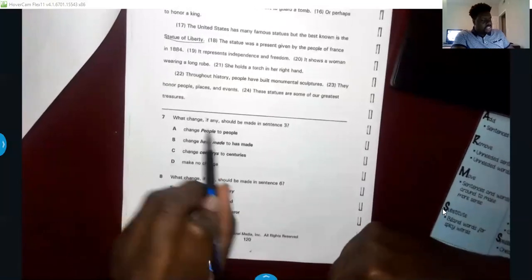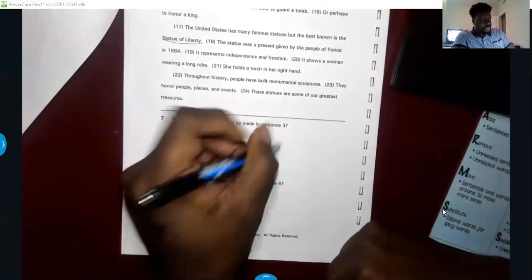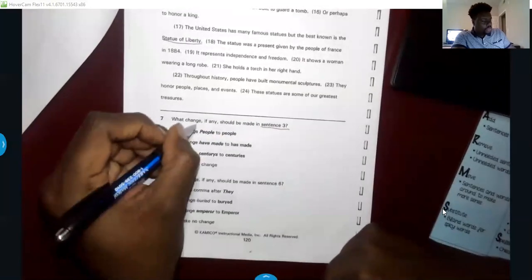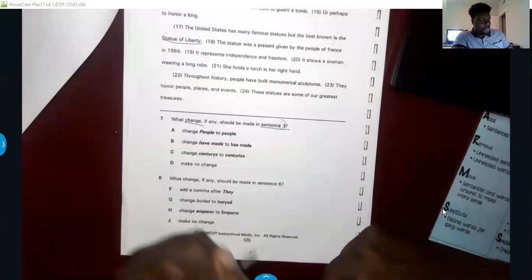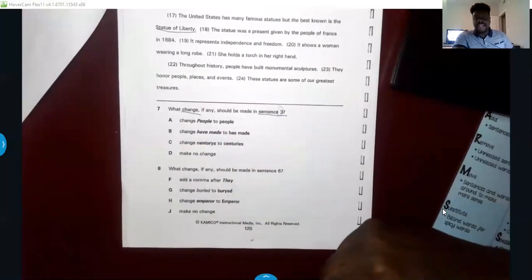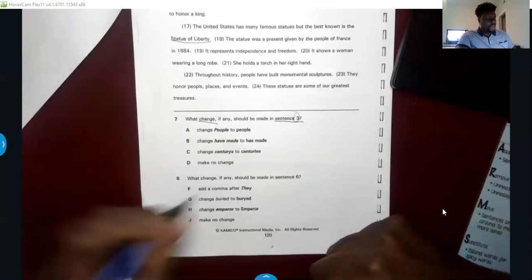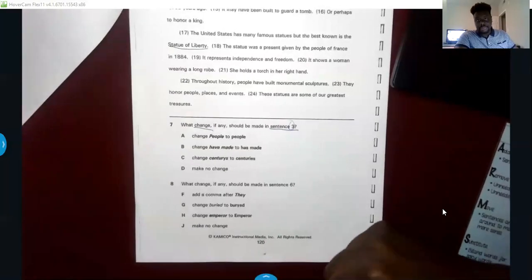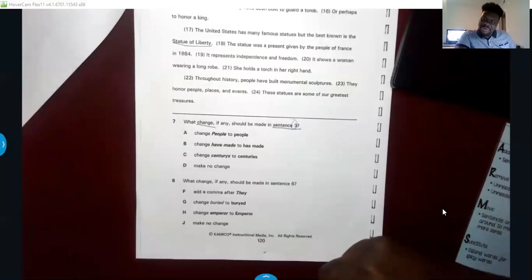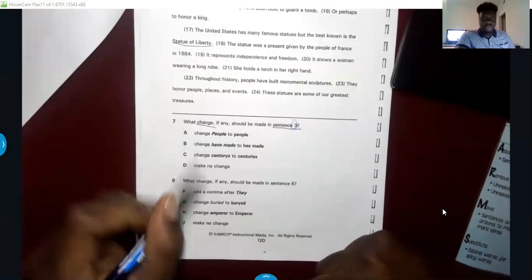So what change, if any, should be made in sentence number 3? If you were unaware if it's editing or revising, if you see these what change, if any questions, those are always going back to these editing questions. So I'm going to go back and read sentence 3 because I don't remember it. And you don't have to remember it because we're not memorizing things. It's just a test for us to be able to pick out an error.